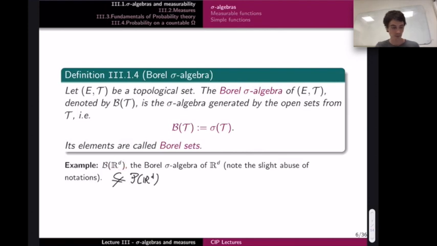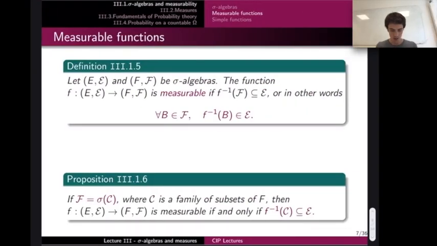these open sets. Okay, so by complementation, observe also that B of T contains the closed sets, and actually contains much more sets which are neither closed or open. Let me define measurable functions. Measurable functions will be the equivalent of, say, the continuous functions for the Riemann integral, that is, the measurable functions will be the functions that we are able to integrate.